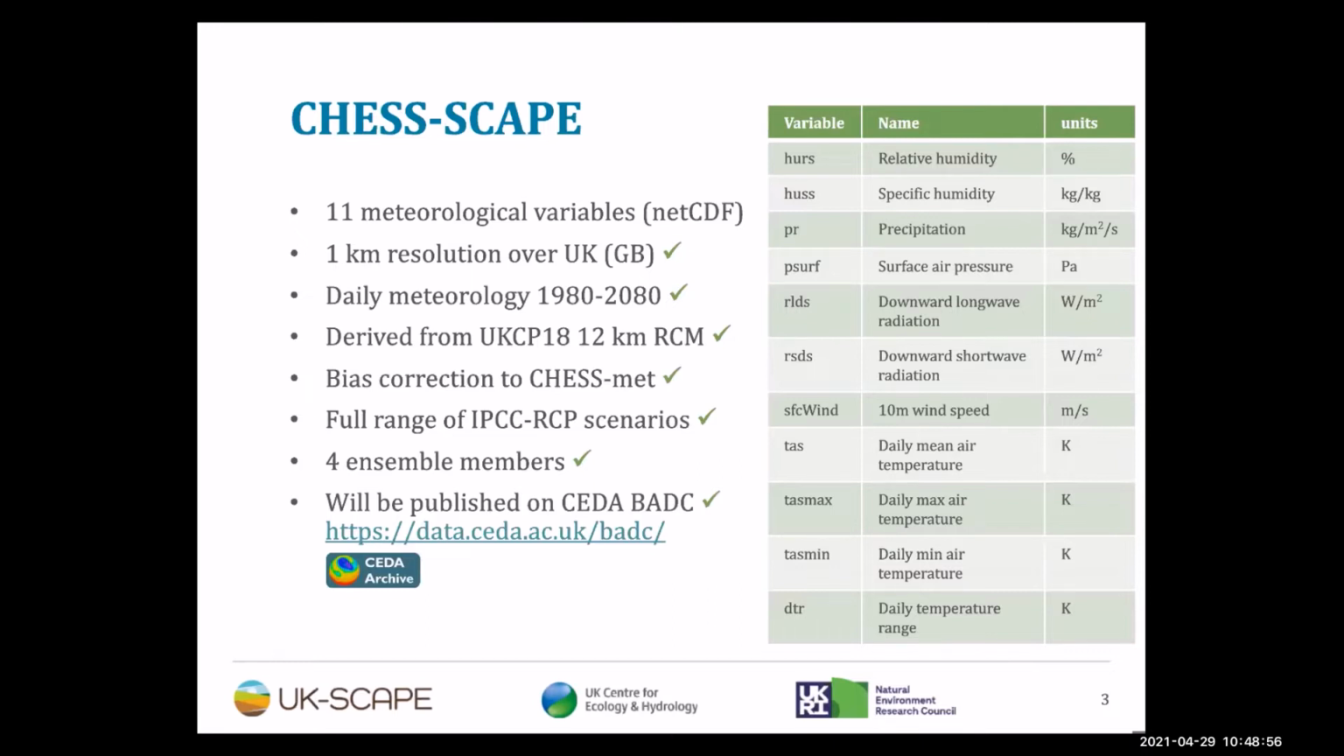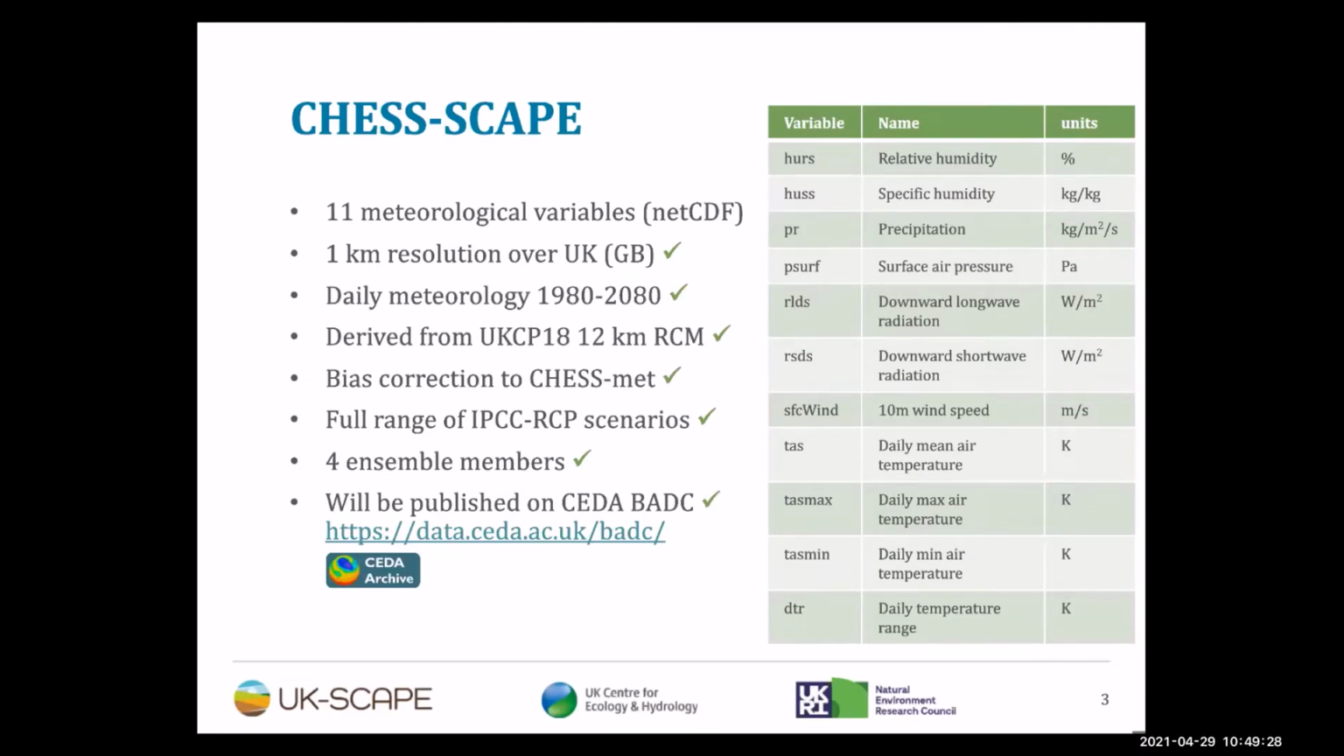We've downscaled it, and then we've bias corrected it using an existing historical climate data set, which is called ChessMet. And then we've developed the full range of RCP scenarios, and we've taken 4 ensemble members from UK-SCAPE 18 to make a small ensemble for Chestscape. And then finally, this dataset will be published shortly on the CEDA data archive, so it will be freely and publicly available for anyone to use for future modelling.